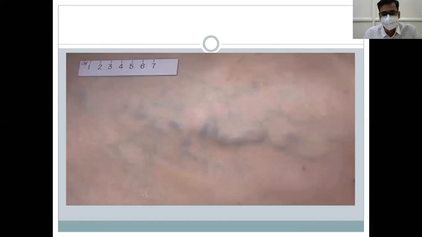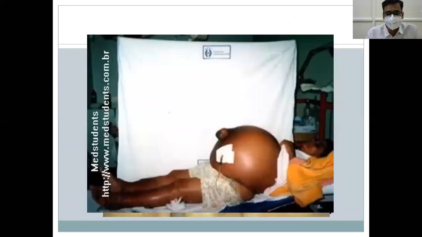Here you can make out the dilated blood vessels around the umbilicus, caput medusae. This is a massive ascites where the drain is being placed.